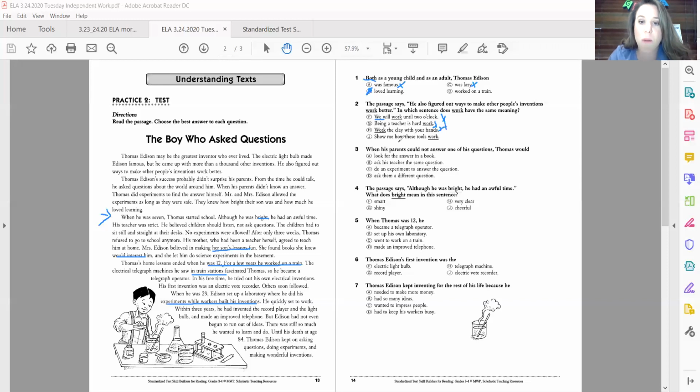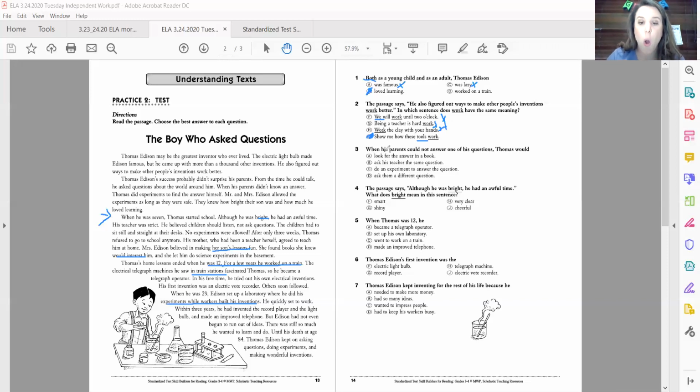Last one. Show me how these tools work. Tools working. Tools is an object. Inventions are an object. That is the same type of work. So your answer here is J. Sometimes you have to really think about it and go through each sentence and think about what the word is saying for each sentence and make sure it matches.